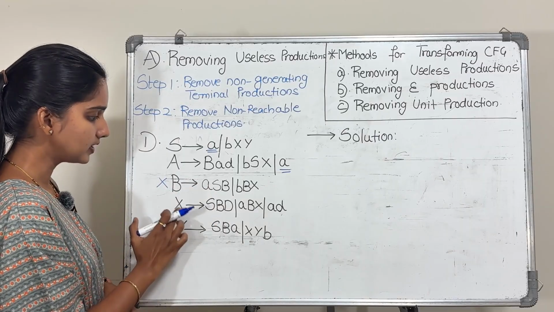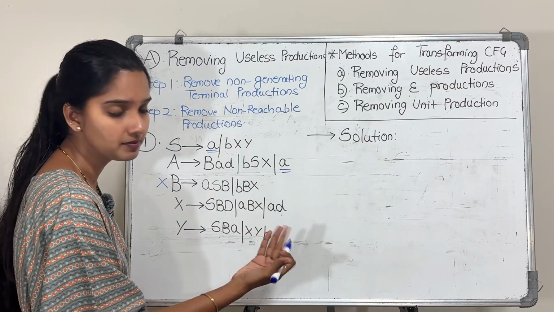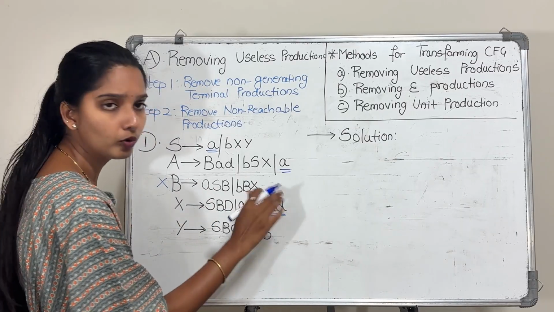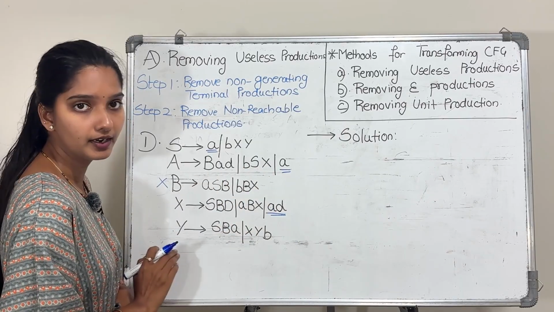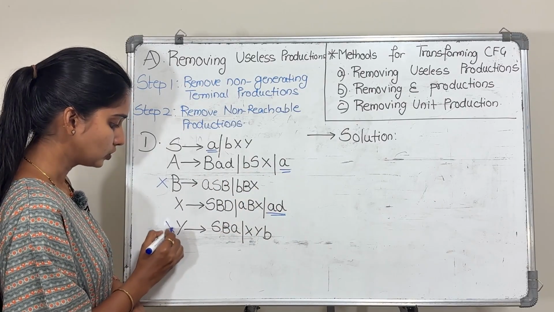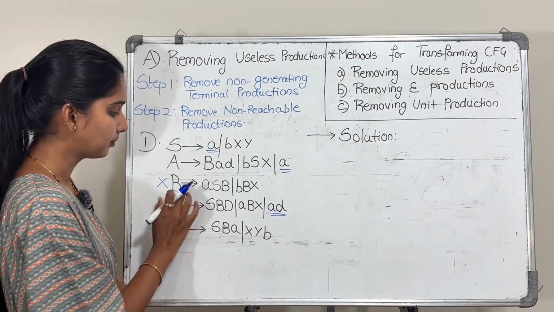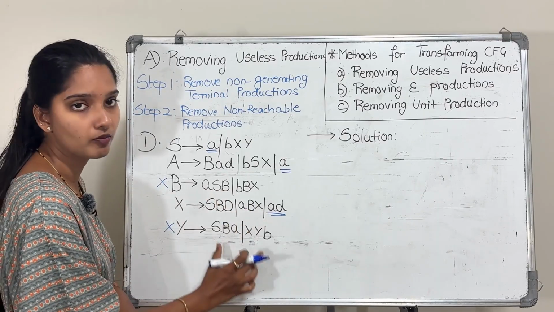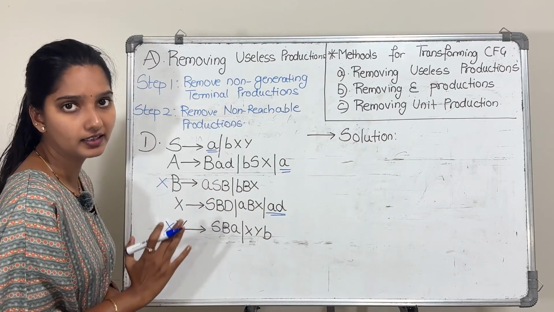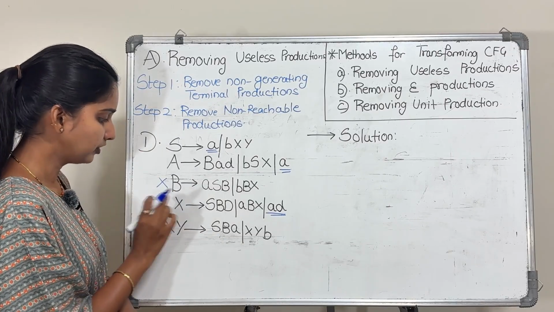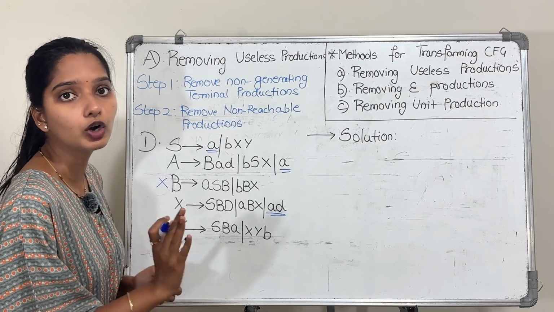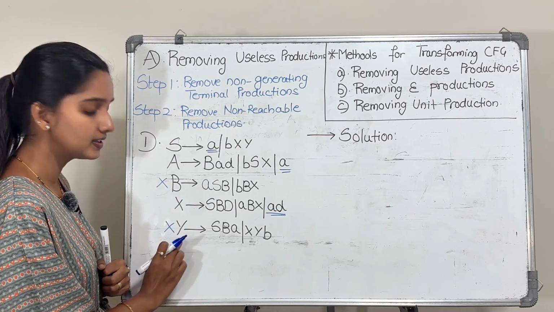Next, is X giving me a small letter? It is giving me. A and D both are small letters, so I'm going to keep it. Next is Y. Is Y giving me a small letter? No, it is not giving me. So I'm not going to take the productions of B and the productions of Y in my final grammar. An important point: the two non-terminals which we do not want in the grammar are B and Y.